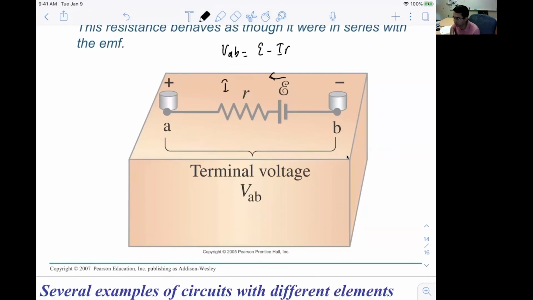So in reality, batteries don't supply a constant voltage. The voltage depends on the current. If you have a high current, the battery will supply less voltage. If you have a very low current, the terminal voltage will be very similar to the EMF voltage or potential.